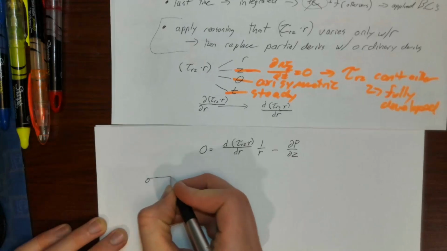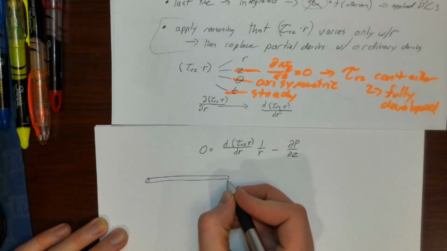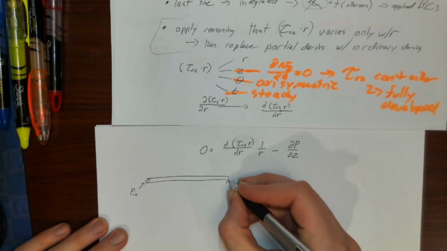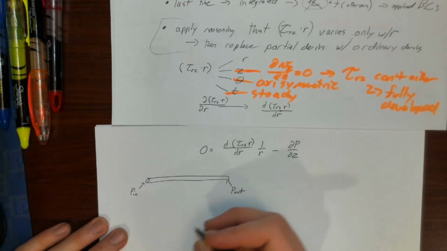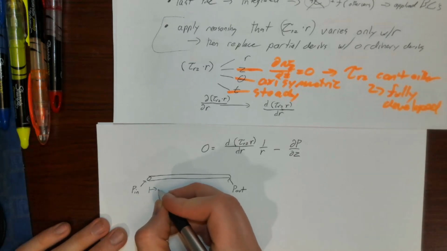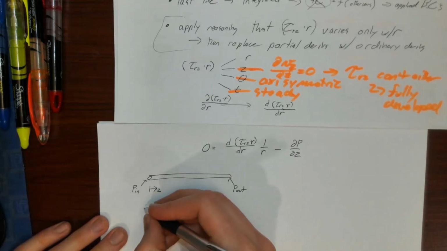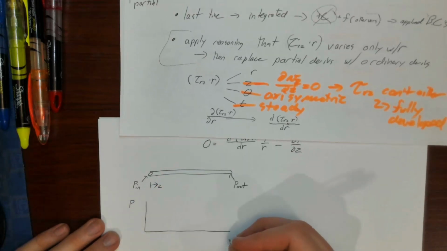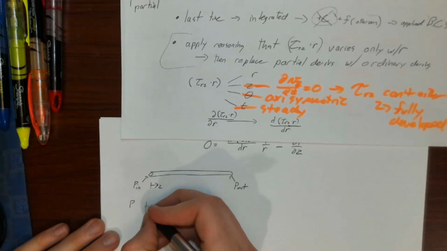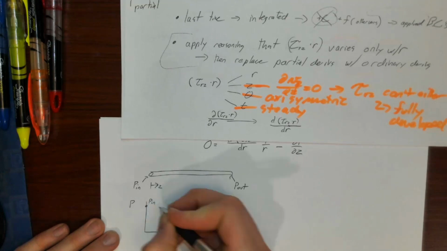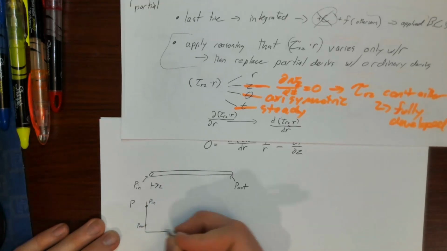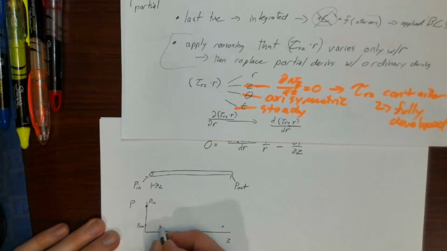So if we have a pipe, and we basically have some p in right here and some p out right here, and our z position is right here, if I wanted to plot pressure in the pipe as a function of z, my pressure would start at p in, and by the time I got to the whole length of the pipe, I would be at p out.